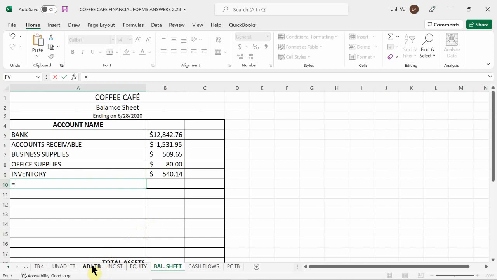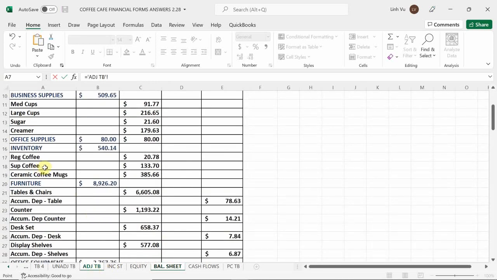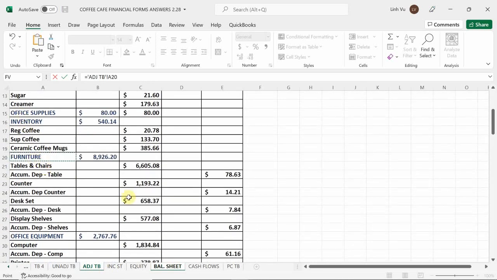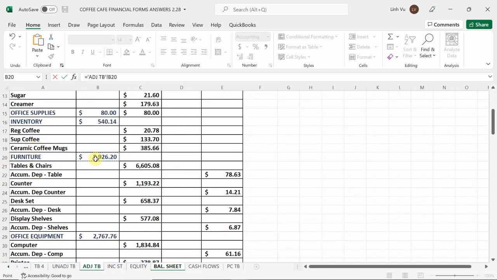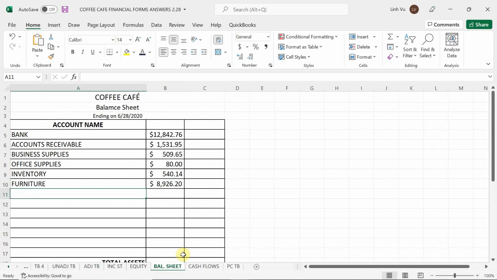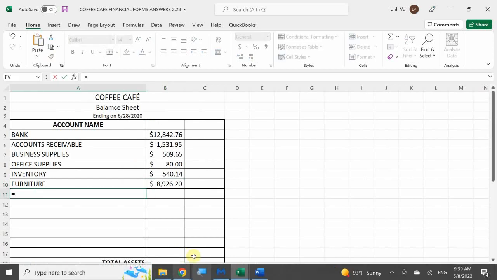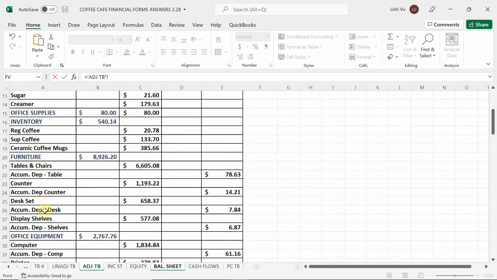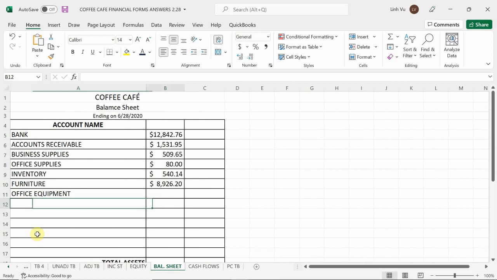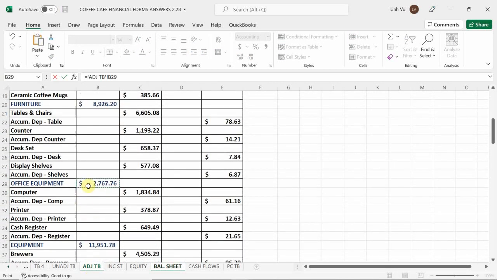Next asset I have here. So after inventory, I have furniture. This is the book value of my furniture. So that's what I want here, my book value of my furniture. My book value for my furniture is currently at $8,926. Okay. Next fixed asset I have here is my office equipment, which is right now currently at $2,767.